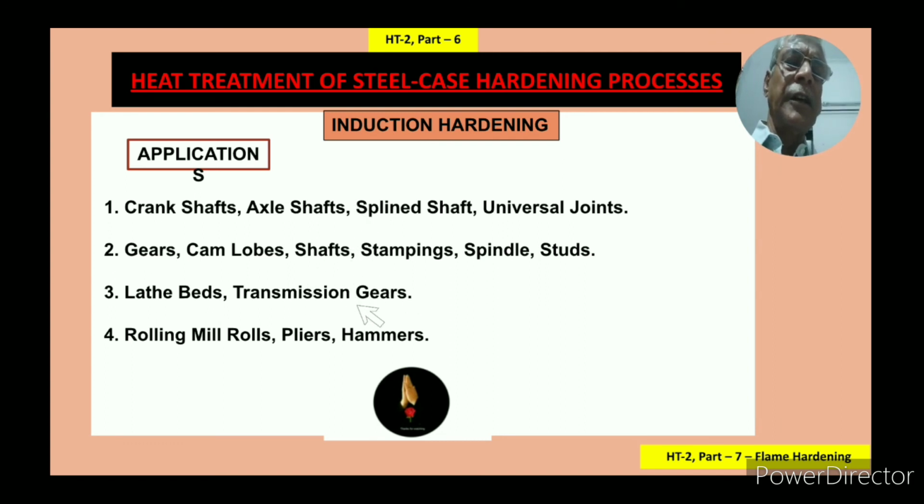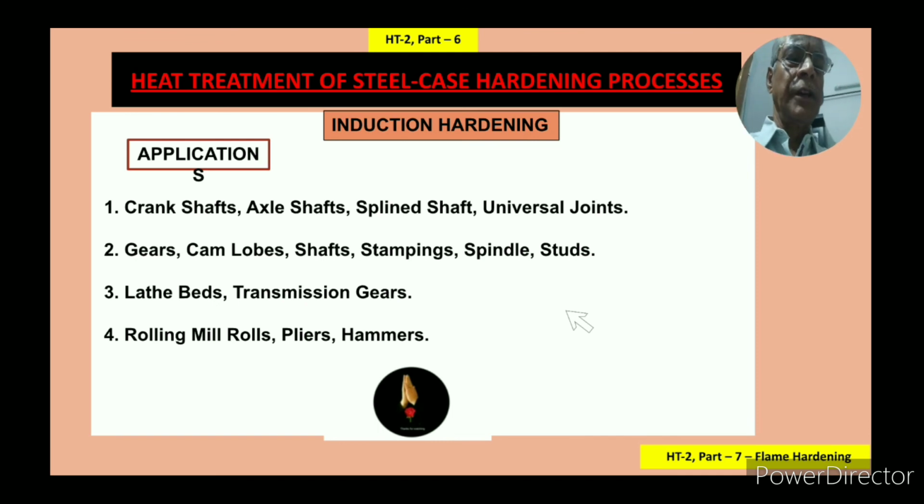All these things are parts which are getting rotated or working on something, so they need a very high wear resistance and surface hardness. So for that you have to go for an induction hardening system. Similarly, rolling mill rolls also need a high surface hardness as well as case depth. The rolls are rubbing against each other, so they require a very high wear resistance also. Then pliers and hammers. So all these are parts which can go for induction hardening.